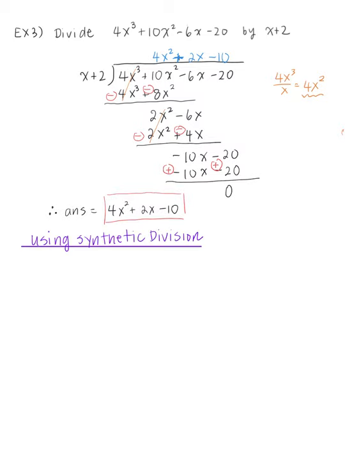All right, next, let's do the same problem by using synthetic division. I think we can use synthetic division because look at the divisor. The divisor is nothing but x plus 2, so I can rewrite that as x minus negative 2, right? Because in order for us to use synthetic division, it better be of the form x minus c.